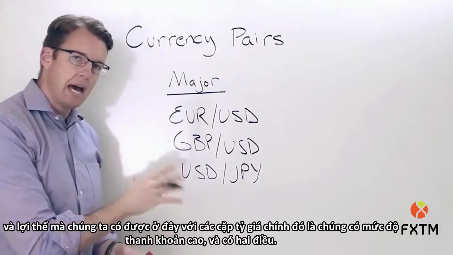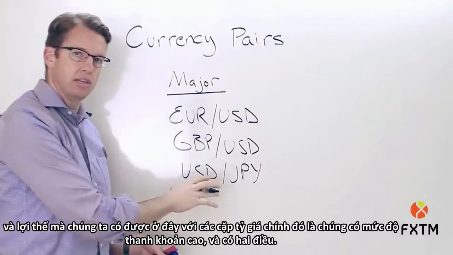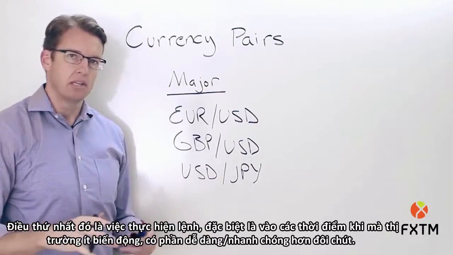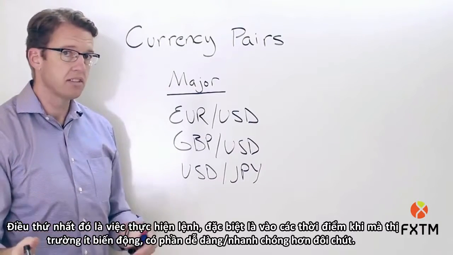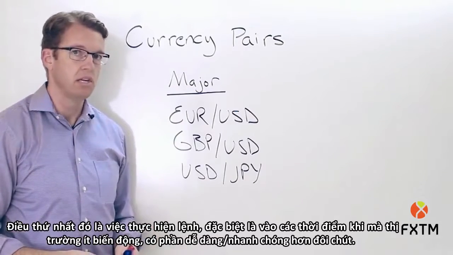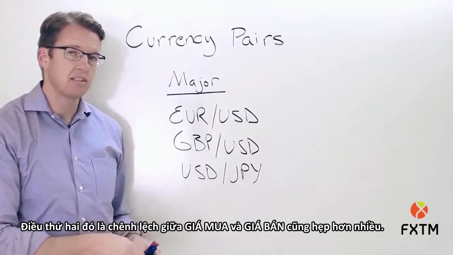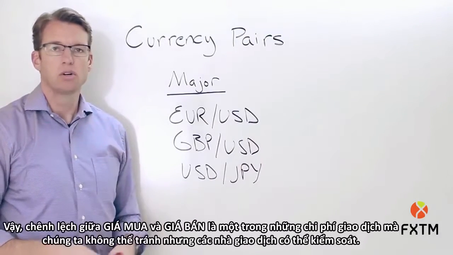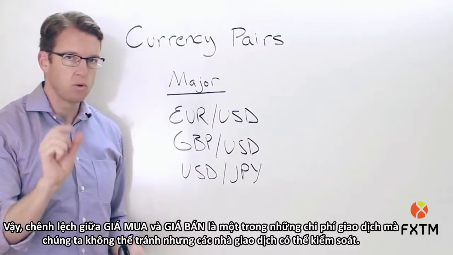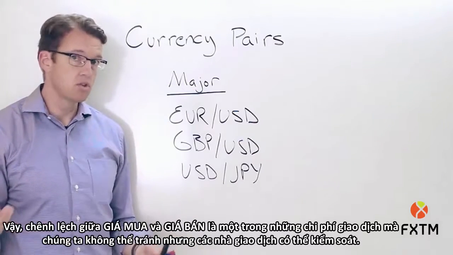And the advantage that we have here with the major pairs is that they are highly liquid. And this does two things. Number one is that it's a little easier, or faster, to get execution, especially during times when the market is a little volatile. Now, it also means that the difference between the bid and the ask is a lot more narrow. So the difference between the bid and the ask is one of those trading costs that we can't get away from, but that traders can control.